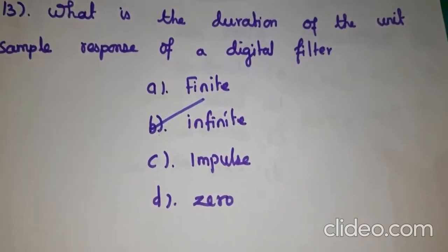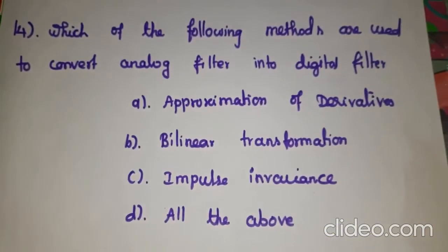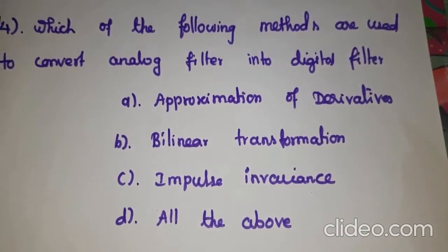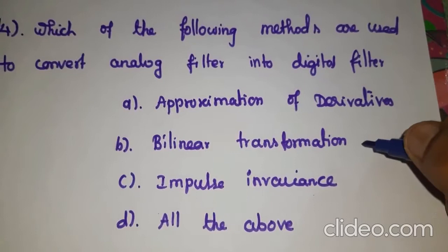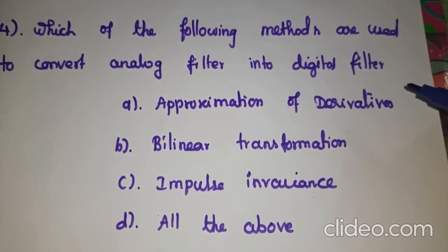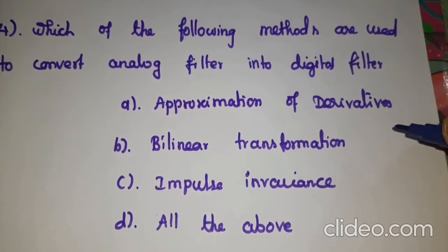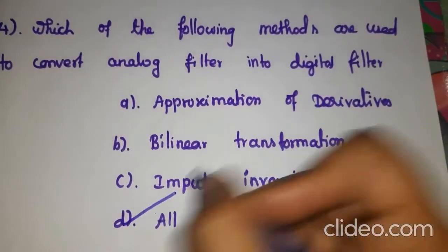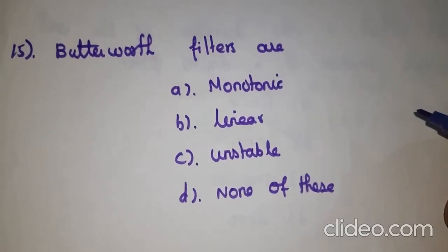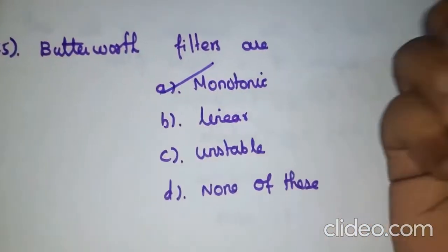B is the answer. And 14th question, which of the following methods are used to convert analog filter into digital filter? All these three methods are used to convert analog filter into digital filter: approximation of derivative, bilinear transformation, impulse invariance. So the answer here is D, all the above. 15th question, Butterworth filters are monotonic. So the answer here is A.